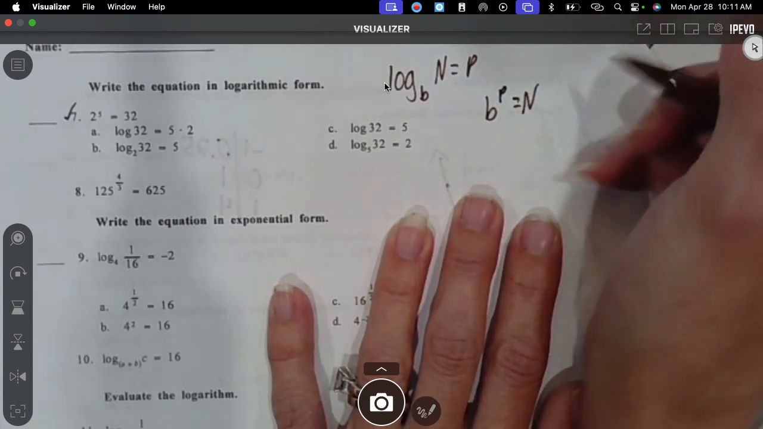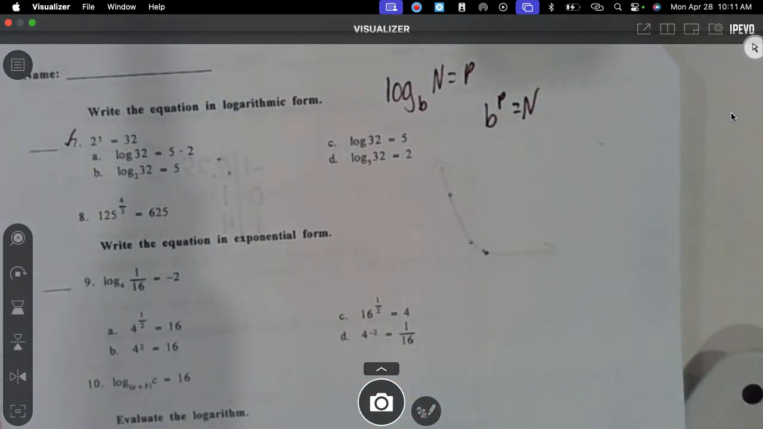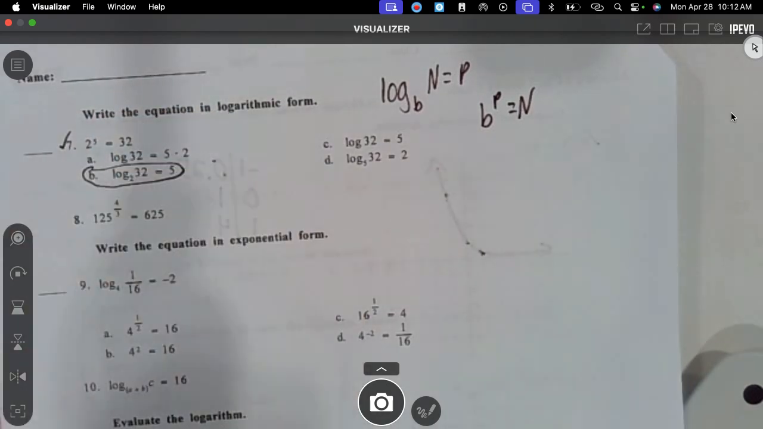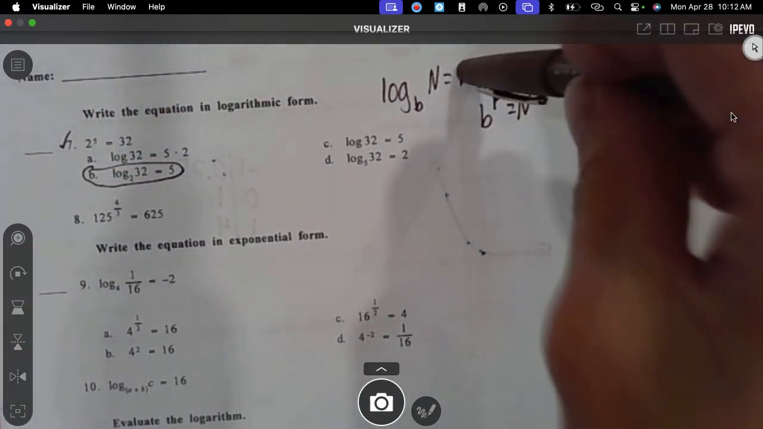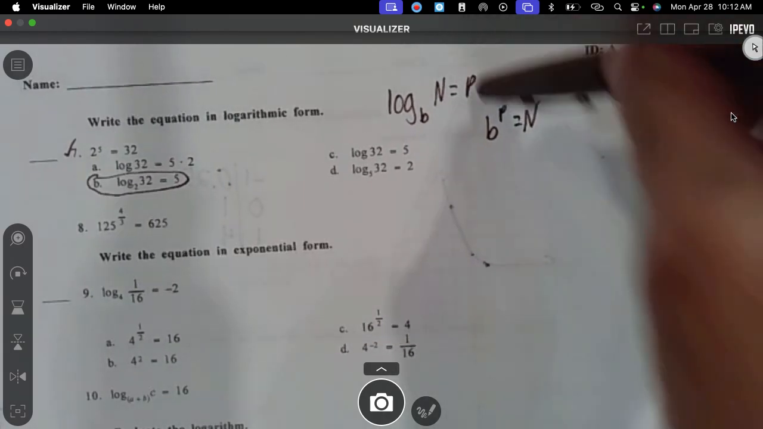I will not write that tomorrow. We can put it on top of the board. Wednesday. Whatever. 7 is B. Did y'all say B? It's B. So it's b to the p equals n.